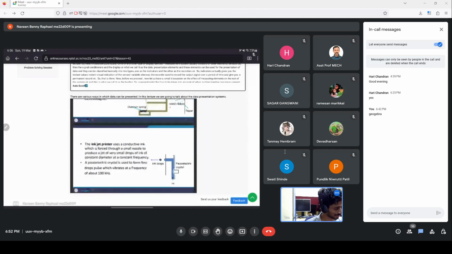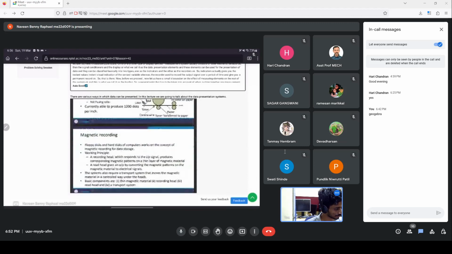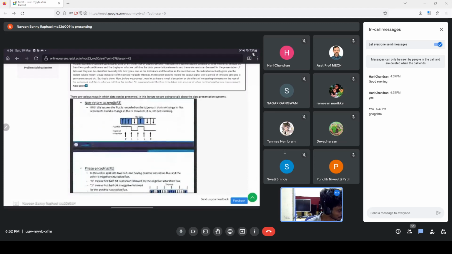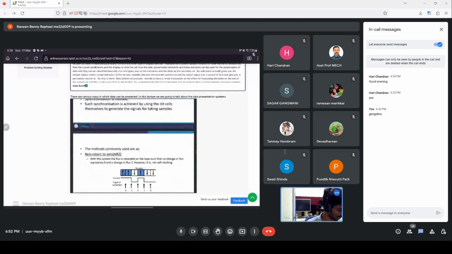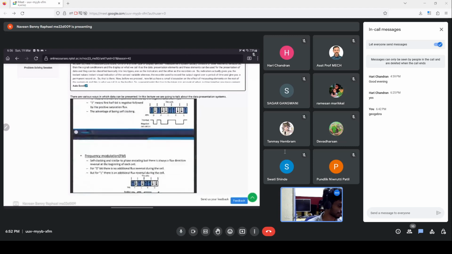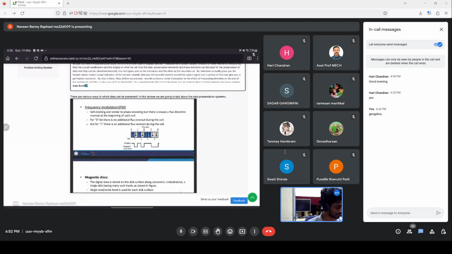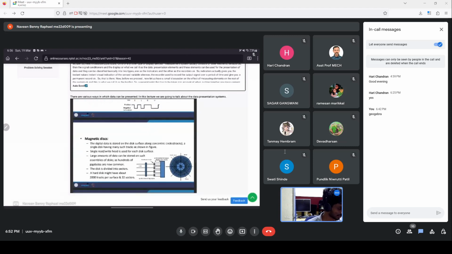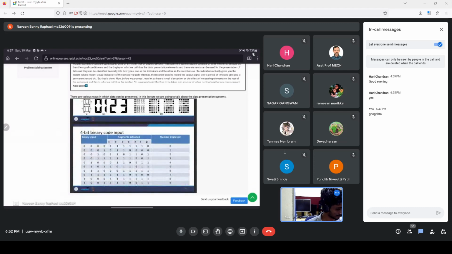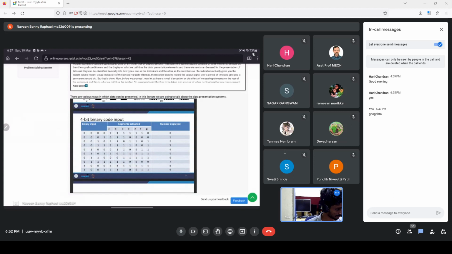So that's about that thing, and I felt this was a very interesting part about non-return to zero, phase encoding, and frequency modulation.